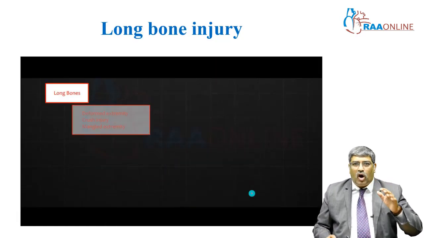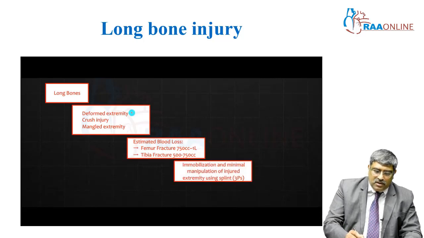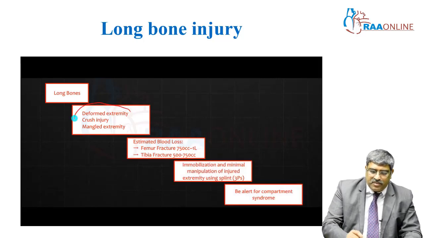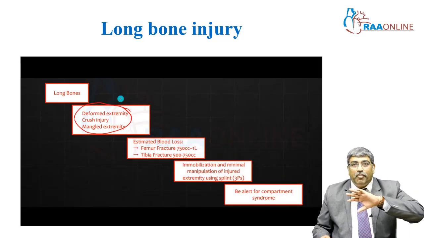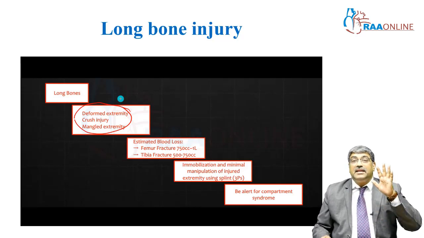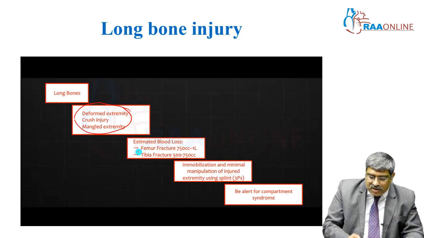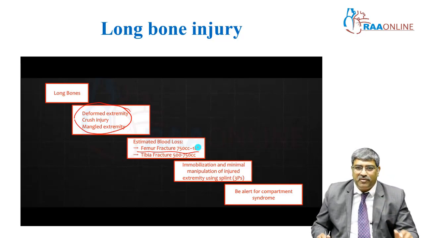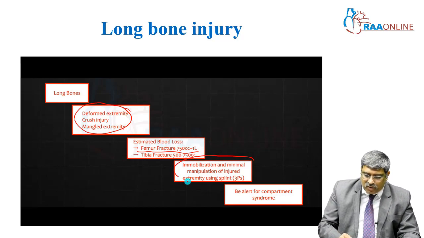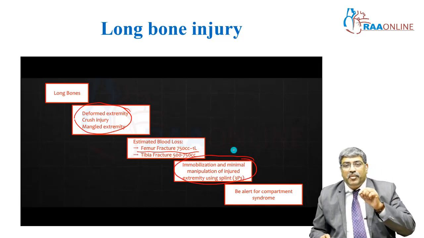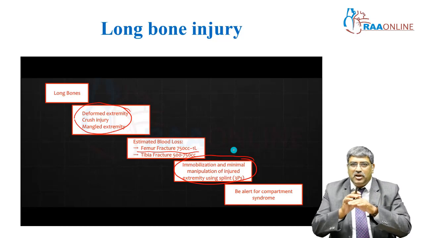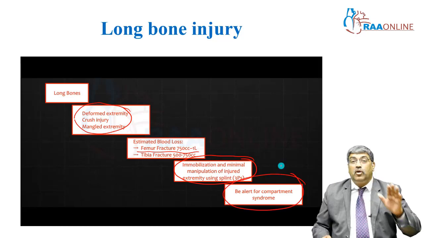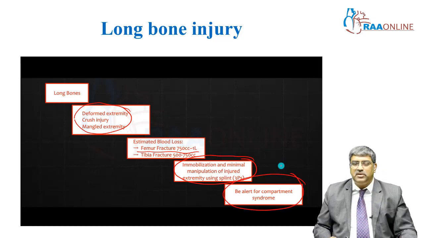Now coming to long bone injury. Here there is a deformed extremity, crush injury or mangled extremity. The estimated blood loss with a femur fracture is around 750 ml to 1 liter. In the tibia, it is between 500 to 750. Here, you have to go for immobilization and minimal manipulation of the injured extremity. Don't forget to look for compartment syndrome here.